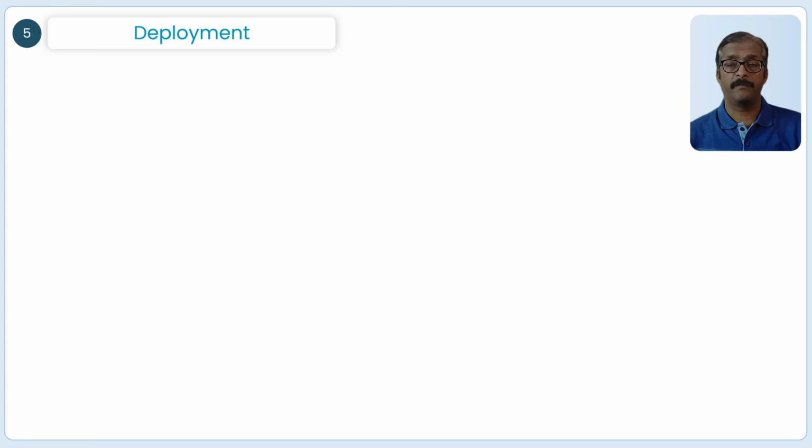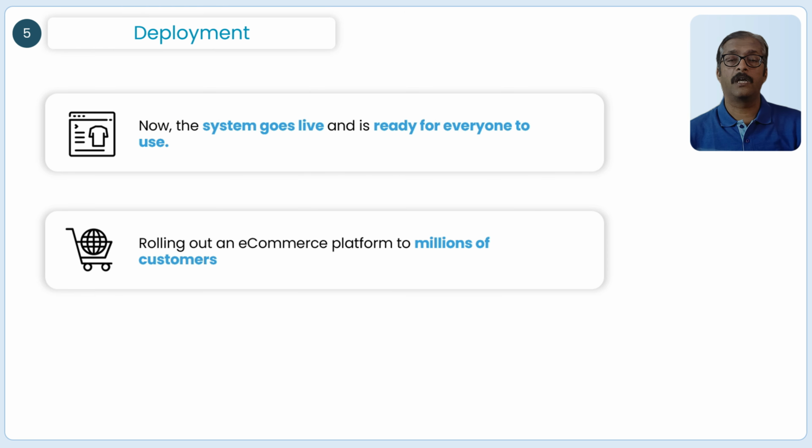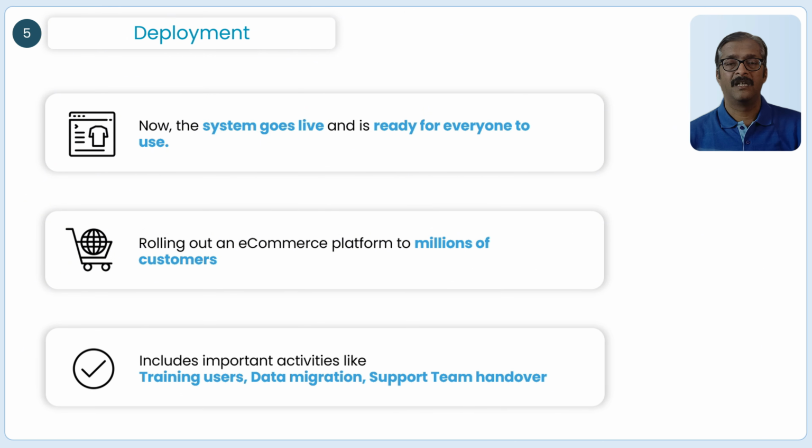The next phase is deployment. Now the system goes live and is ready for everyone to use. For example, this could mean rolling out an e-commerce platform to millions of users. This phase also includes important activities like training users, data migration, and handing over the system to support teams.